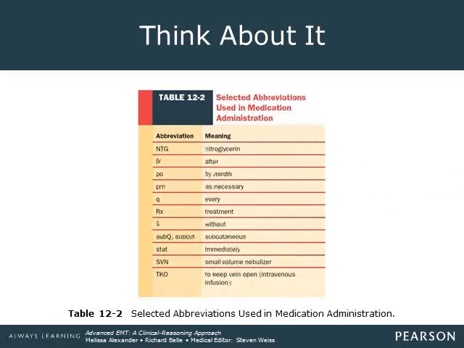RX for treatment. You see that commonly on prescription pads, sometimes drugstores and whatnot. An S with a line over it for without. So the C with the line over it for with, S with the line over it for without. Sub-Q, sub-CUT, SC, SQ all get used for subcutaneous, a type of injection that we're going to cover. Stat, if you've ever seen any medical show, you've heard stat, for statim or immediate. SVN is not terribly common, and TKO we've already covered.